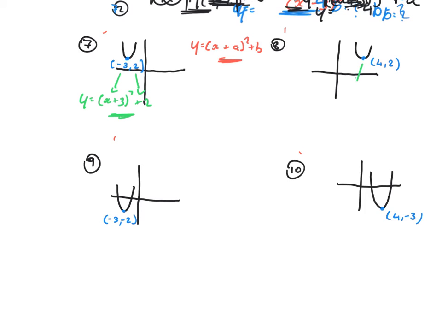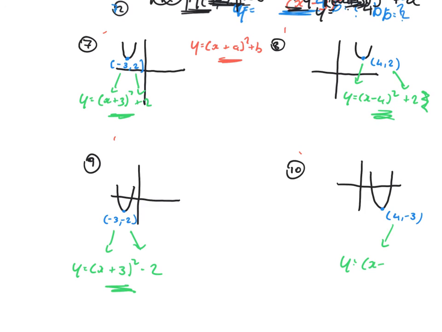Okay, next one, we're going to change the sign of the 4, x minus 4 all squared, and not change the sign of the 2, plus 2, final answer. Okay, change the sign of the minus 3, x plus 3 all squared, but don't change the sign of the minus 2, x plus 3 all squared minus 2, final answer. And then change the sign of the 4, x minus 4 all squared, don't change the sign of the minus 3, x minus 4 all squared minus 3, final answer.